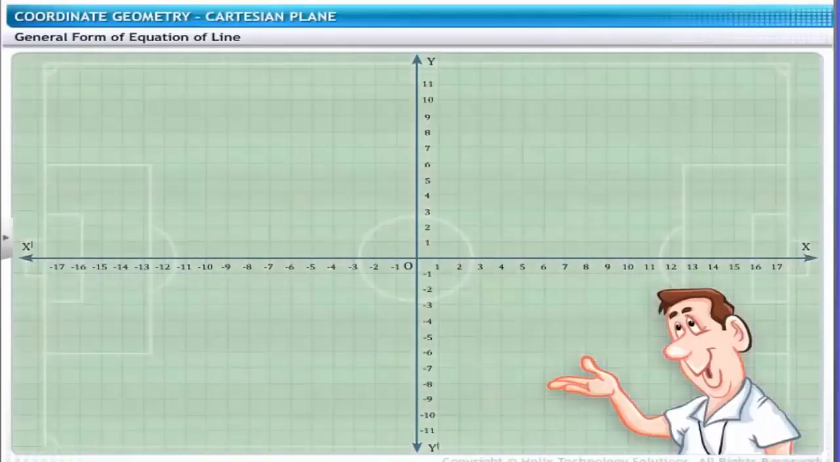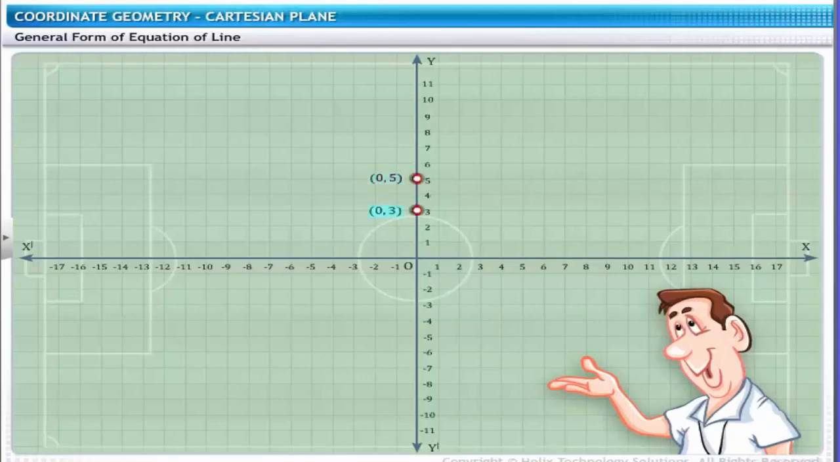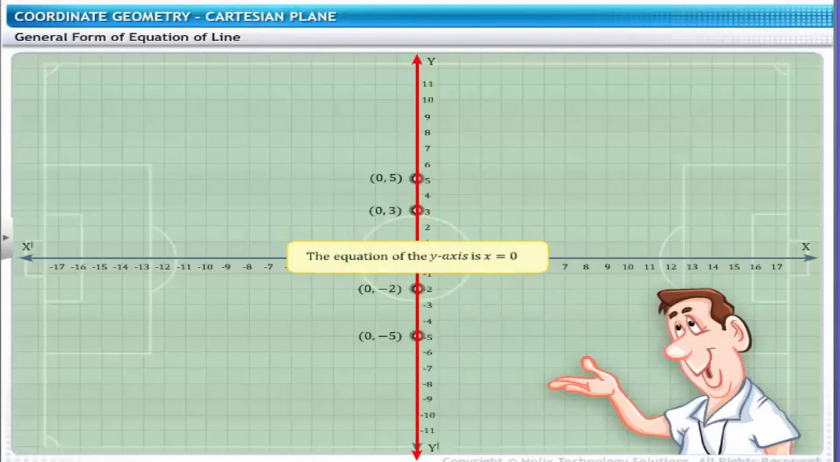Let us continue analyzing the positions of players on the football field with the coach. Assume that at some point of play, the positions of the players are at (0, 5), (0, 3), (0, -2), and (0, -5) on the field. If you join all these points, you get a line which coincides with the Y-axis. This is because all these points lie on the Y-axis where the value of the X-coordinates equal to 0. In other words, the equation of the Y-axis can be written as x equals 0.